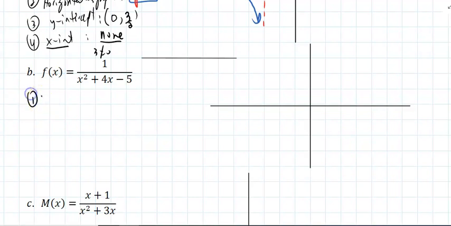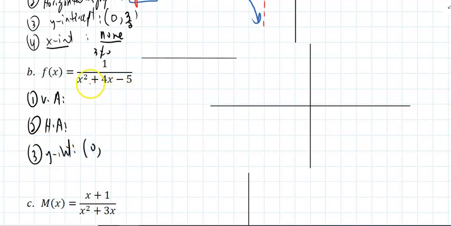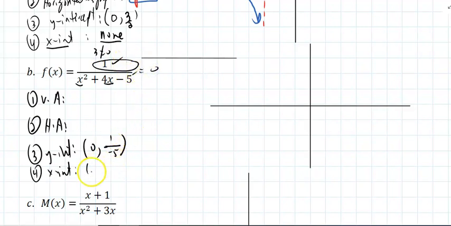1. What is the vertical asymptote? 2. What is the horizontal asymptote? 3 is the easiest. Y-intercept, no work at all. Put 0 for x. That disappears, that disappears. You're left with 1 over -5. Excellent. And 4. X-intercept. So x-intercept, set the top equal to 0, because when you set y equal to 0, right? The top equal to 0, none.